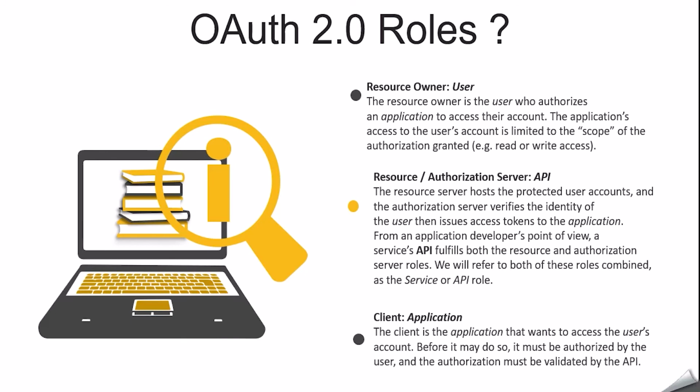And the third role is the client or the application. The client is the application that wants to access the user's account. Before it may do so, it must be authorized by the user and the authorization must be validated by the API.